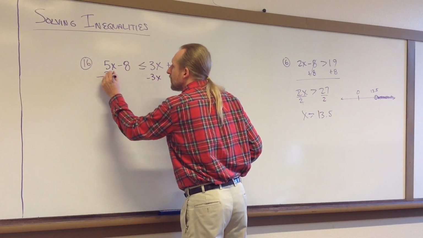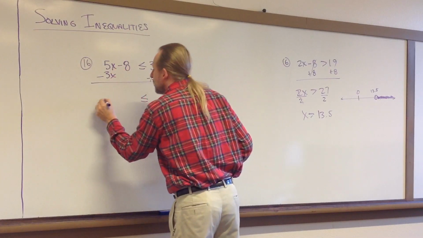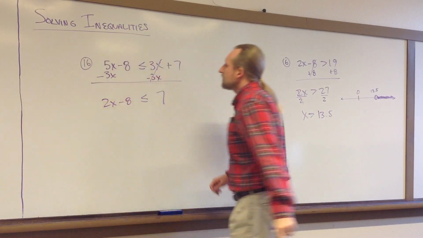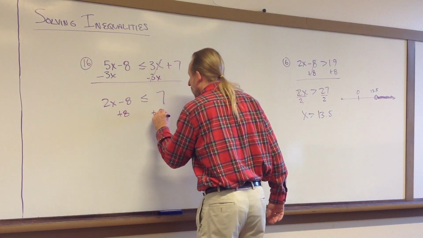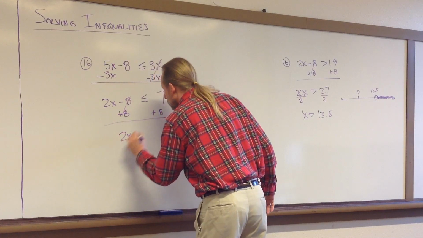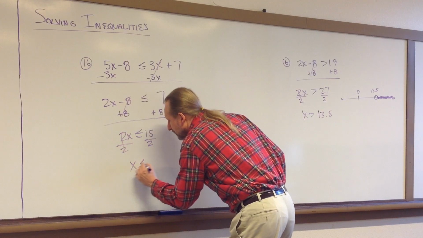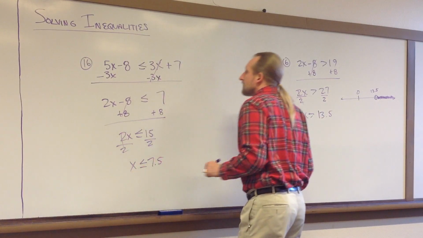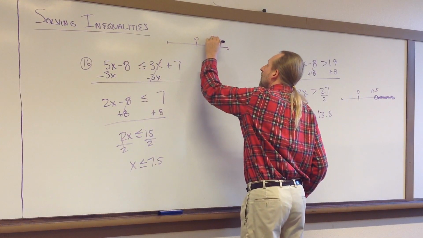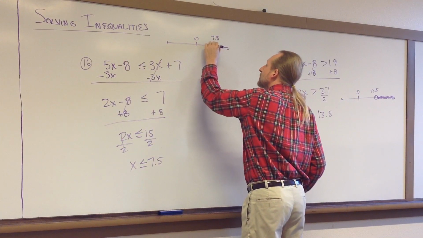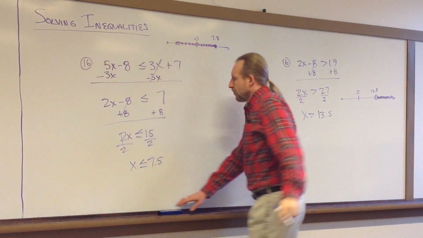So let's do that. Minus 3x, those cancel out. This stays the same. Over here we'll have 2x minus 8. So now let's add 8 to both sides. 2x less than or equal to 15. Divide on both sides by 2, and we get x less than or equal to 7.5. So this will be colored in, and then we want everything less than 7.5.